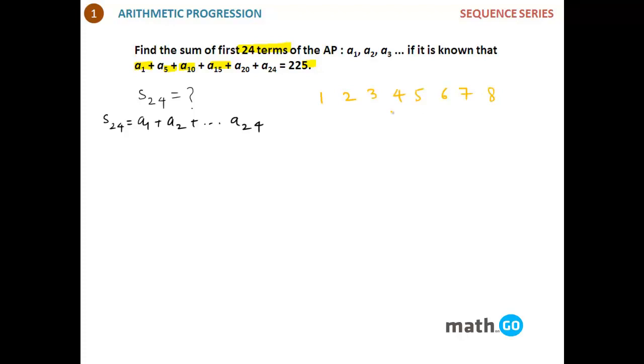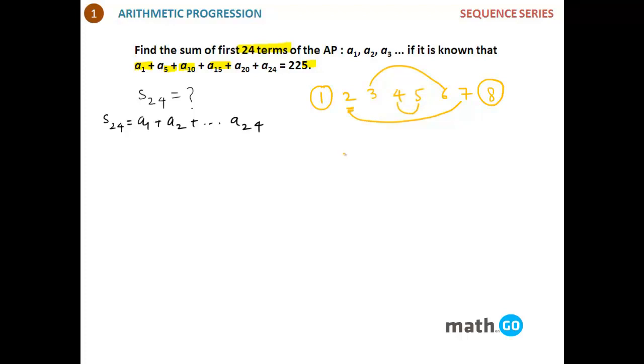So these are numbers written in an AP, a very simple AP. This is the first term from the beginning, and this is called the first term from the back, or first term from the end. The second term from the beginning you can map with the second term from the back. The third term from the beginning you can map with the third term from the back. The fourth term from the beginning can be mapped with the fourth term from the back.